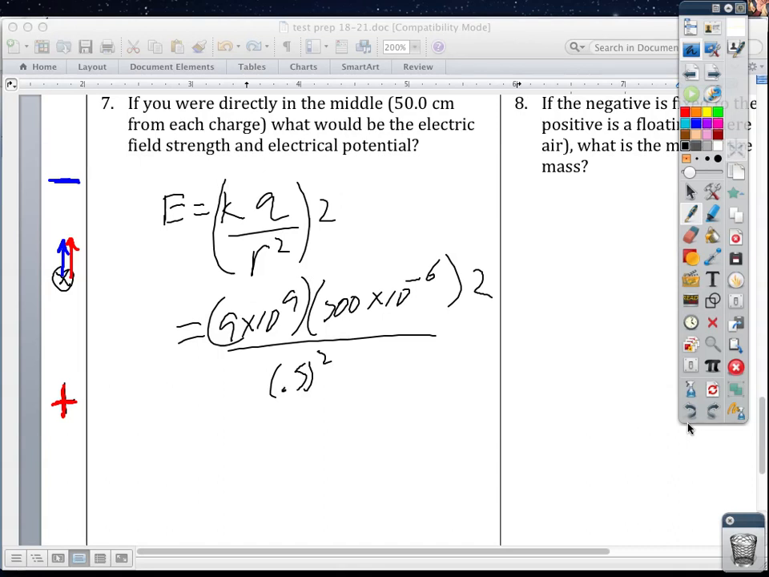So what I'm doing is scientific notation. If this is 500 times 10 to the minus 6, that means this is 5 times 10 to the minus 4. And 5 times 10 to the minus 4 times 2 becomes 1 times 10 to the minus 3. When I multiply 1 times 9, I get 9. When I multiply 10 to the minus 3 times 10 to the 9th, I get 10 to the 6th. Oh, it should have been 36 times 10 to the 6th, sorry. And because 0.5 squared becomes 0.25, it's 1/4. So when you divide 9 by 1/4, you get 36. Okay, cool?